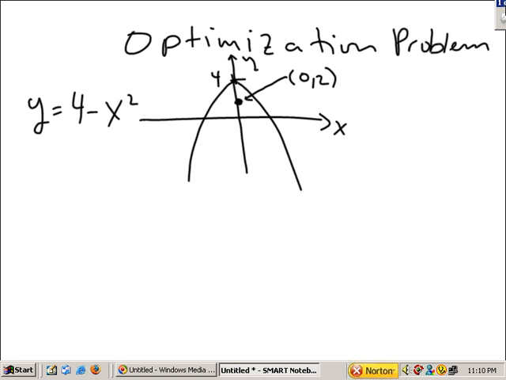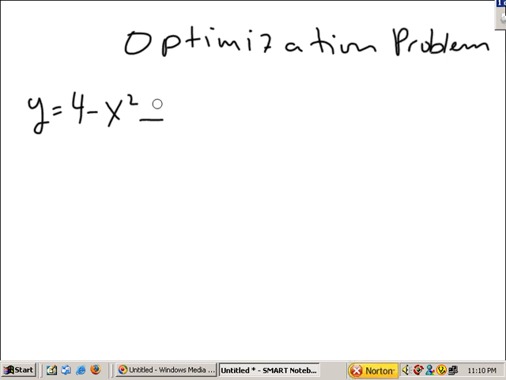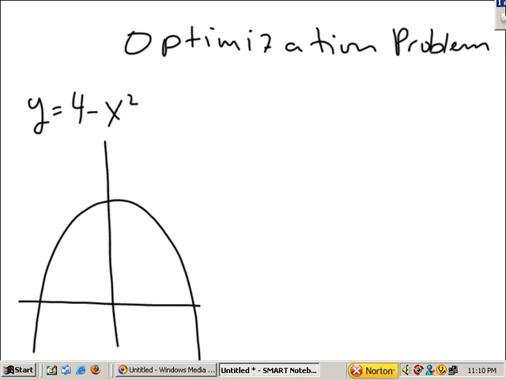And we're actually going to draw this a little bigger. And while I do that, I'll tell you the question. We want to know the closest point on that graph to (0, 2). So there's the function. This is 4 up here. That's the x-axis. And we have the point (0, 2). Now I want to know which point on the graph is closest to (0, 2).